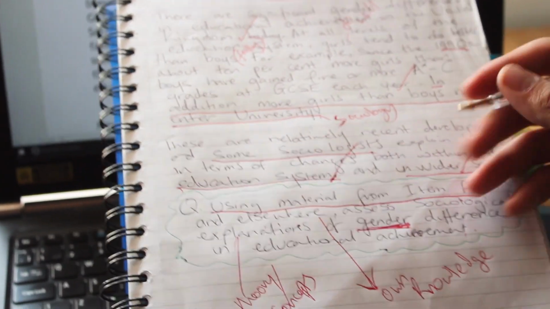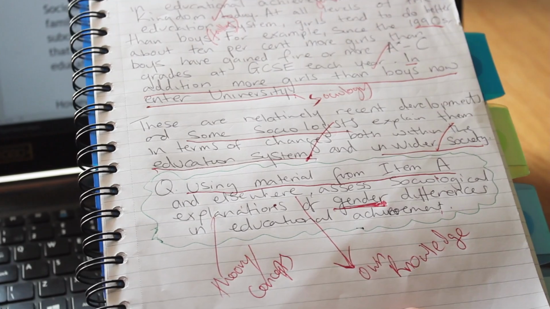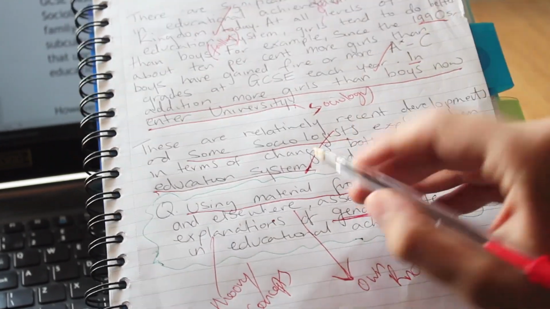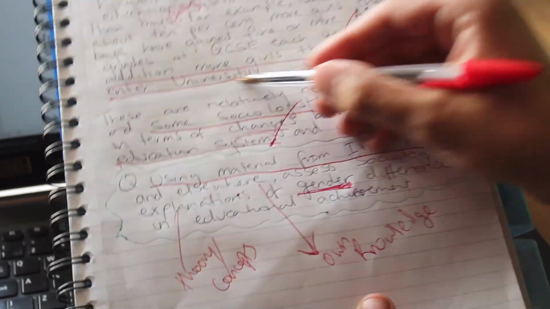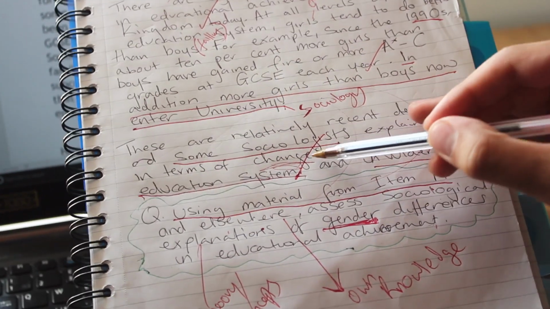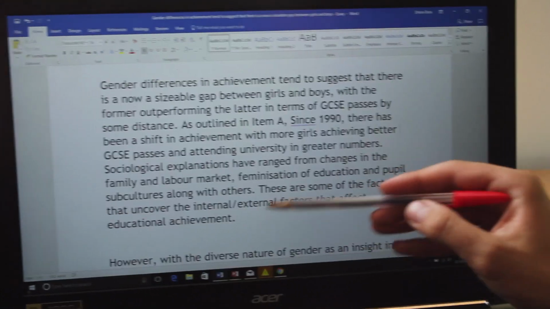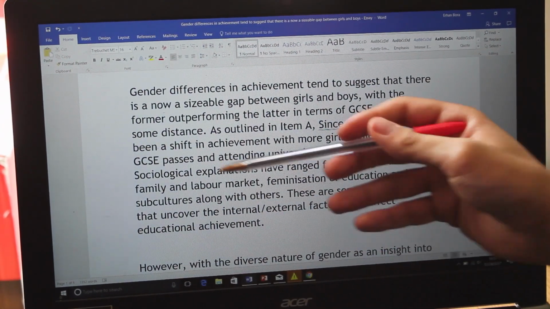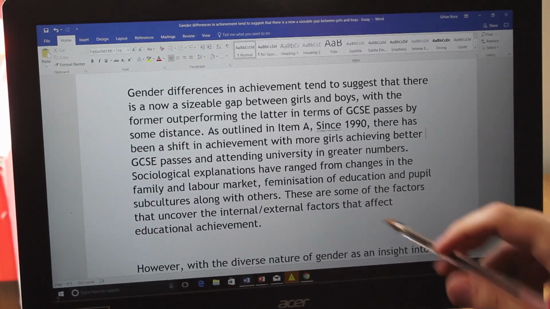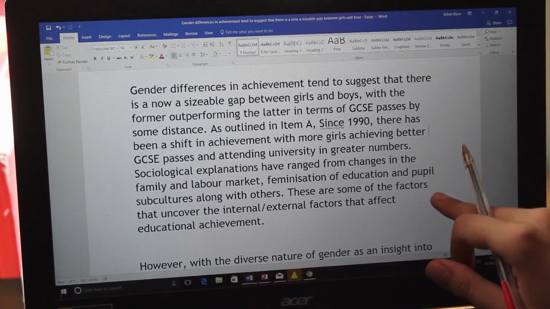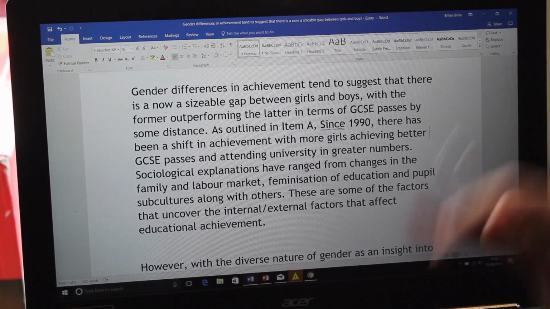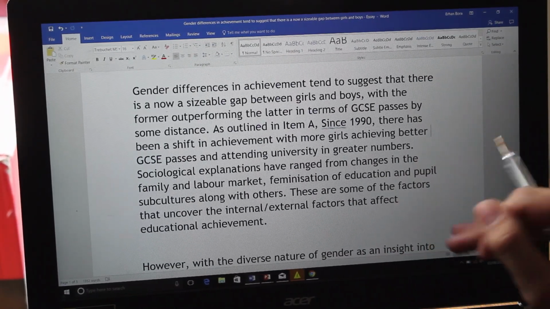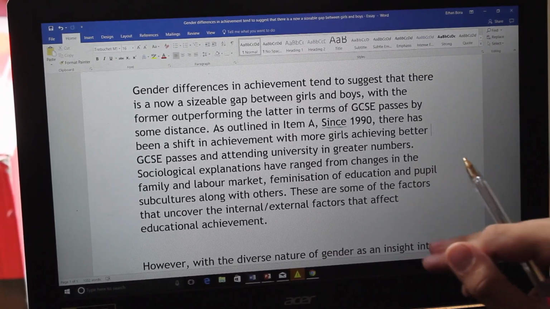Now, I'm being explicit, I'm unravelling a bit. I'm going to create a detail and tell you what those changes are. So rather than being vague as it is in the item, I'm going to tell you some of the changes to show you my AO1 skill. So I've spoken about feminisation of education, people's subcultures, and the family and labour market. These are some of the factors that uncover the internal and external factors that may affect educational achievement.